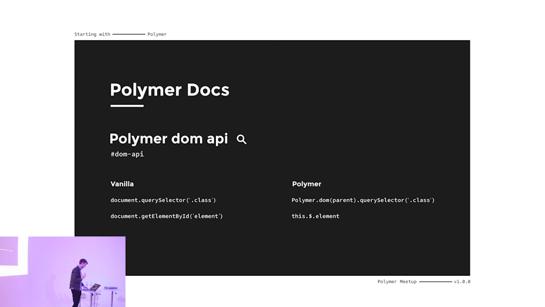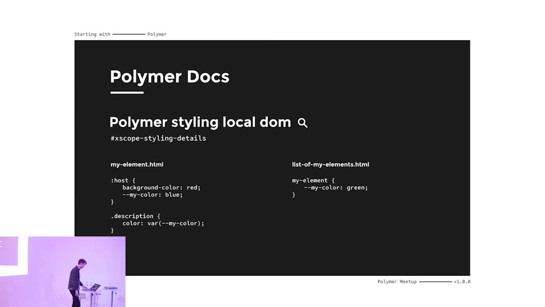And I say that about the DOM API, but really anything like event listeners, getting and setting data, everything should be run through the API that you're given. And then the other one is styling the local DOM docs, specifically the CSS variable stuff, because it is new and it is cool, and it is a bit weird as well. So I always have to go back and check them.